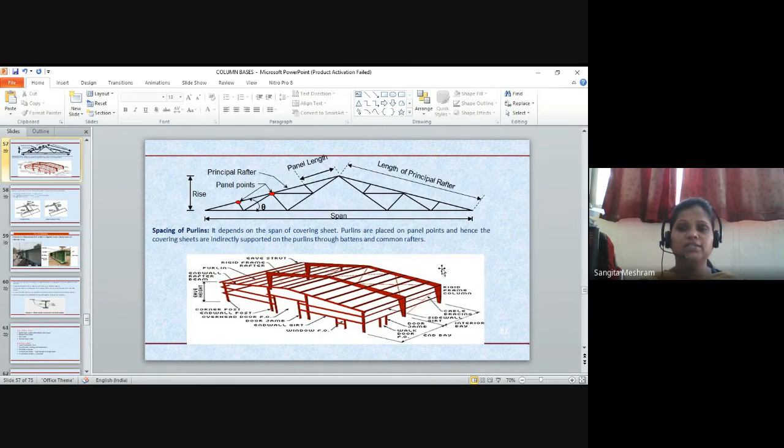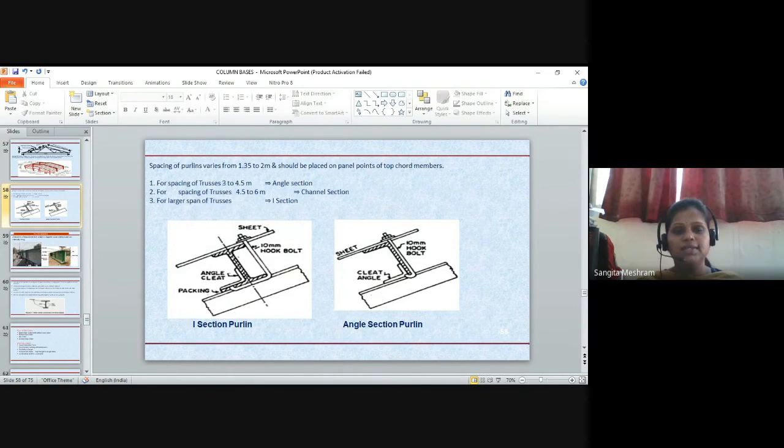Just see the different elements of the roof truss. Principal rafter, this is panel point, this is panel length, this is length of principal rafter, and this is span. And this vertical height, sorry, is related with the rise. You can see the components in the figure. Then spacing of purlins, it is from 1.35 to 2 meter.